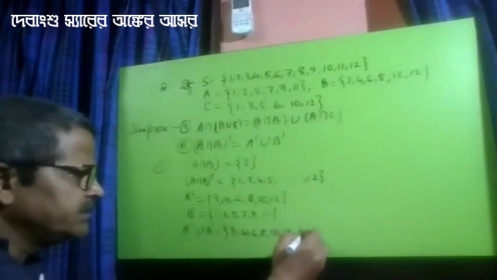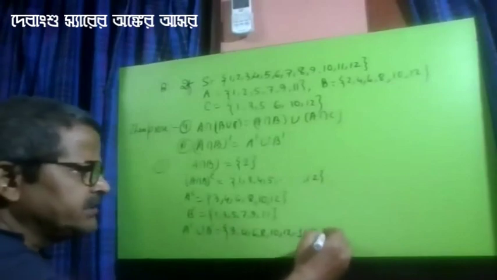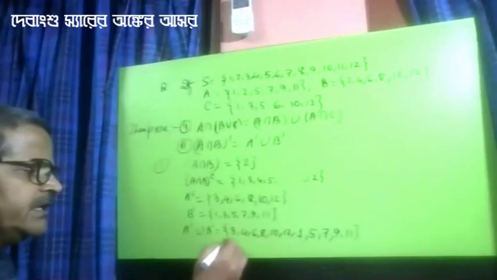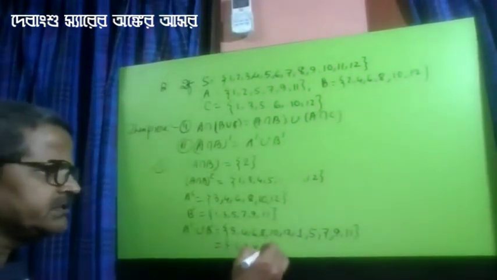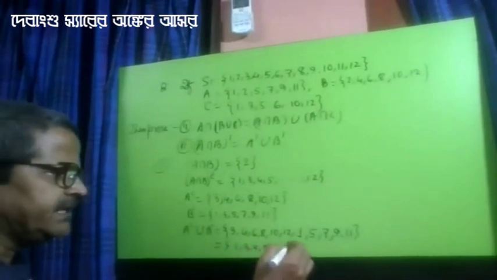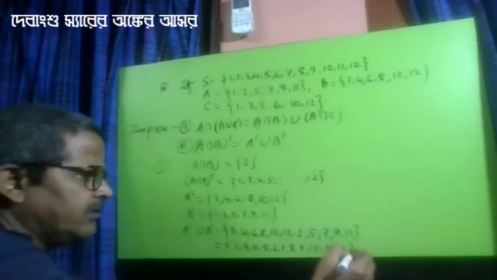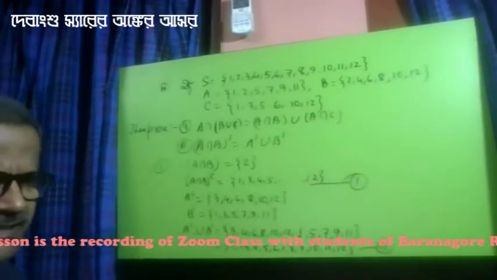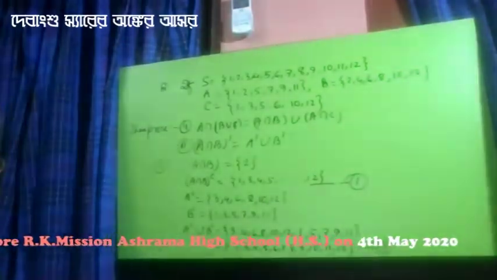1 not included. 3 already included. 5 not included. 7 not included. 9 not included. 11 not included. Now, if I write it in order, I will say 1 is there, 3 is there, 4 is there, 5 is there, 6, 7, 8, 9, 10, 11, and 12. All are there. This is second, this is first. So 1 and 2 show the sets are equal.